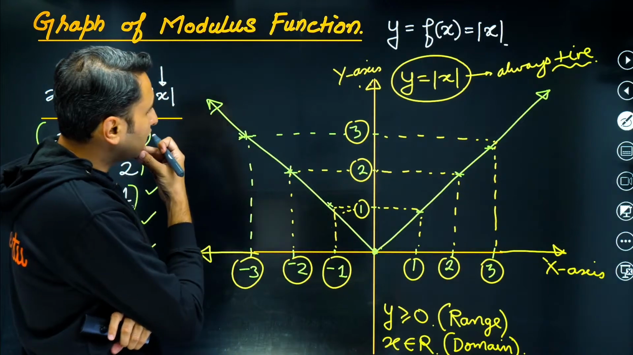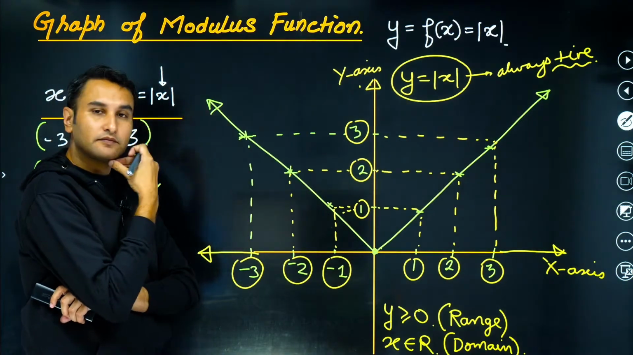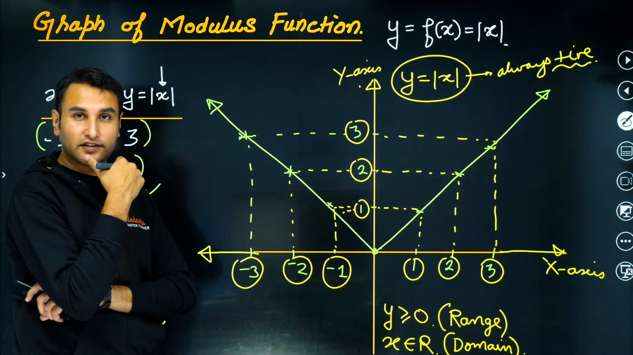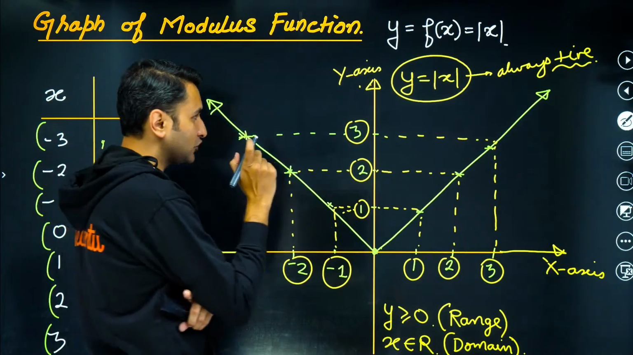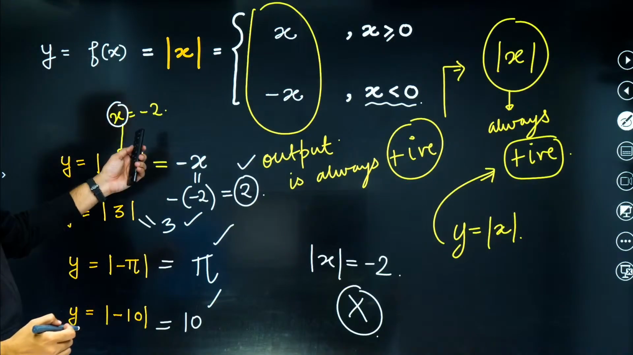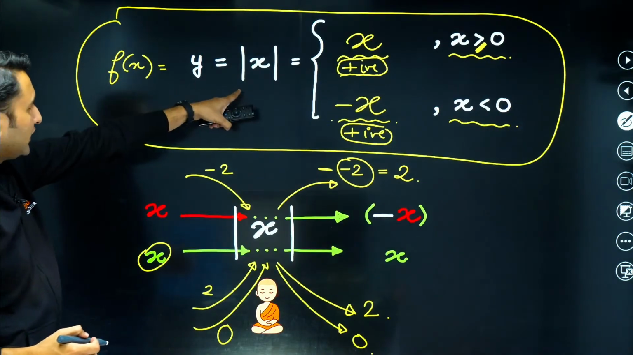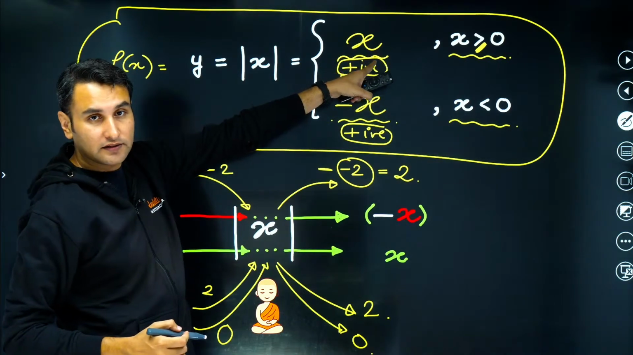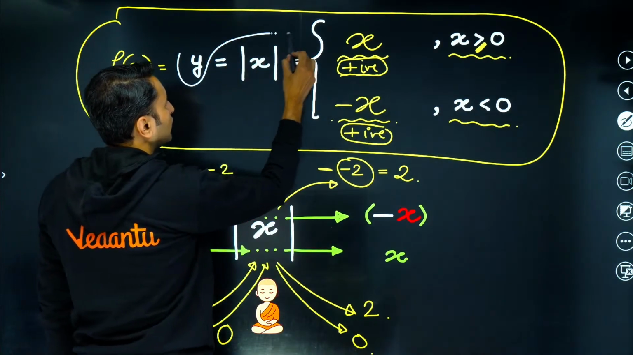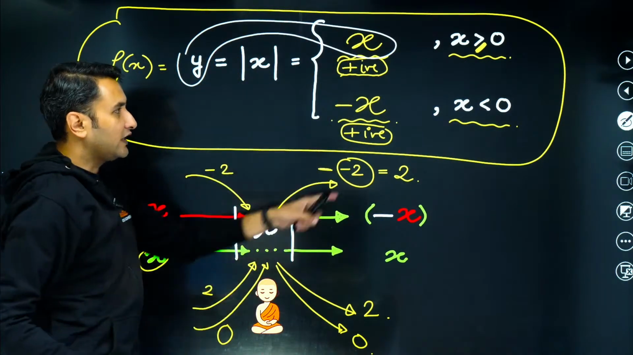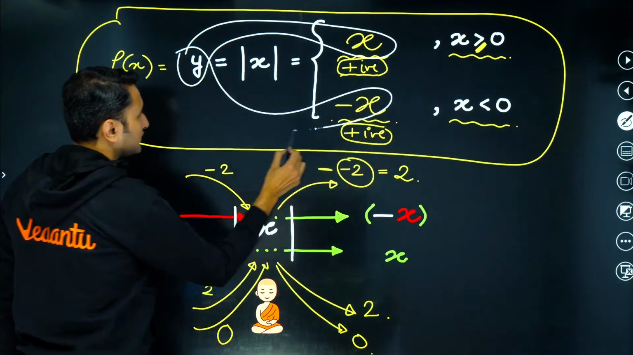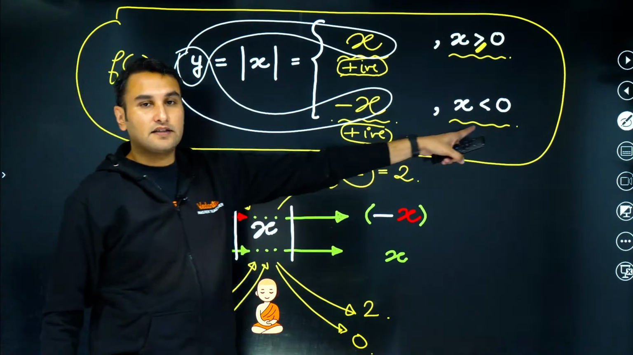Some other aspects that we can think about from this graph. Shape, right? Another thing which is important to note is this. See, if you look at the definition of this function, what was the definition of this function? So y equal to mod x behaves like y equal to x when x is greater than 0, and it behaves like y equal to minus x when x is less than 0.